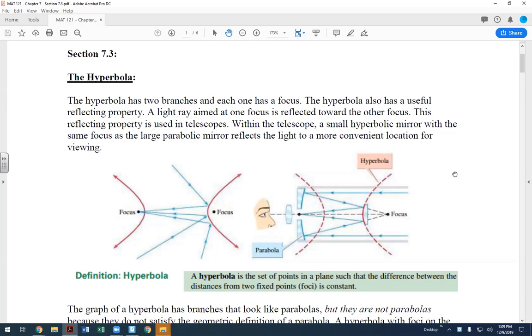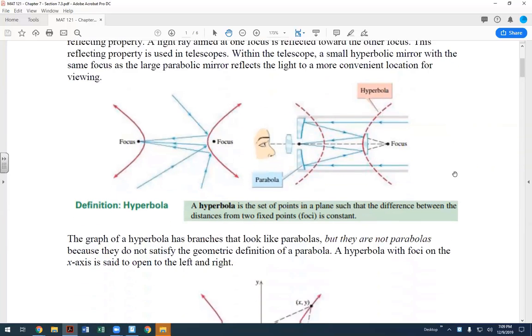It's actually interesting that you use both hyperbolic and parabolic surfaces in a telescope to get a better viewing. And they're getting into a little bit of that description here.